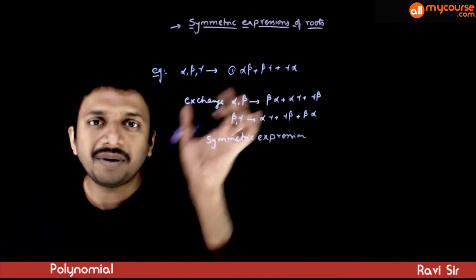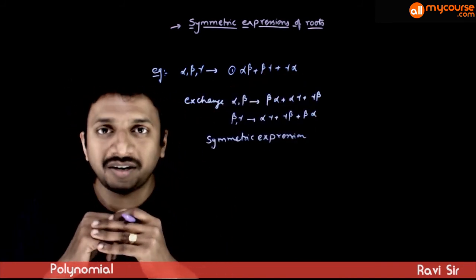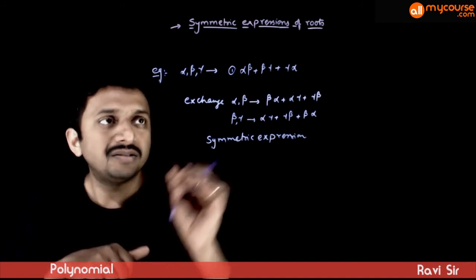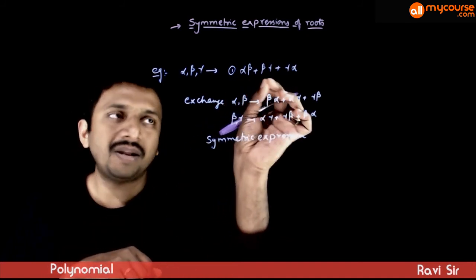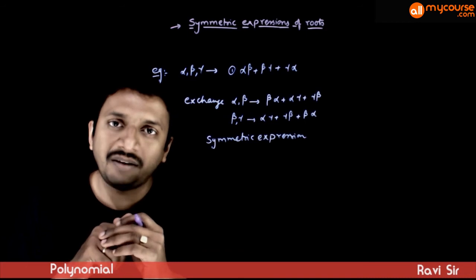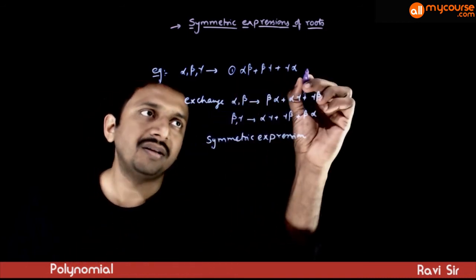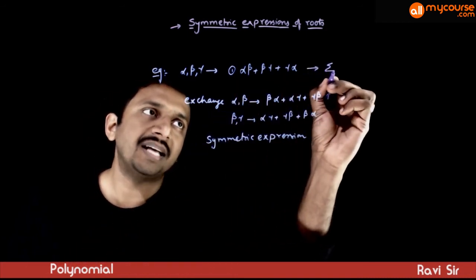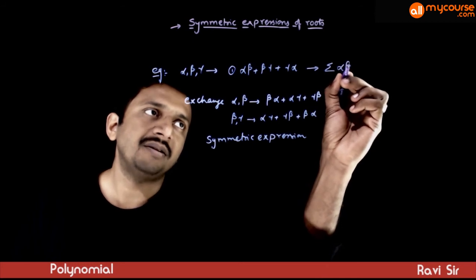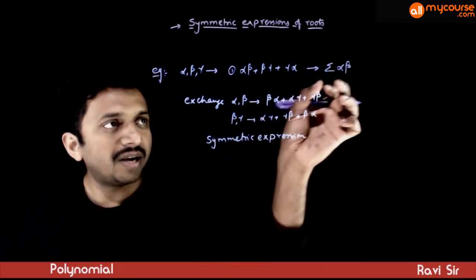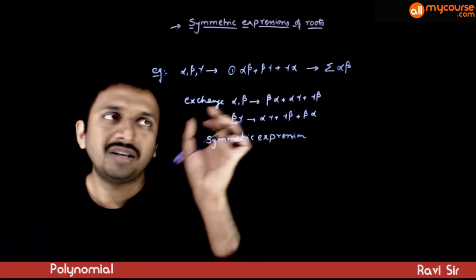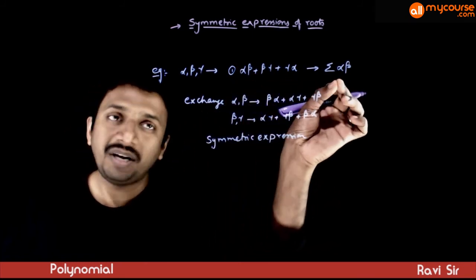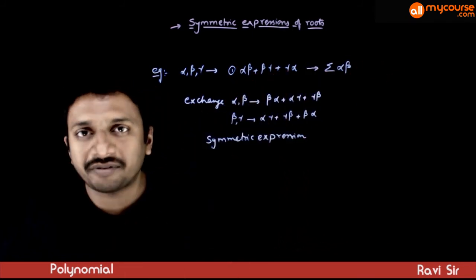Now, these symmetric expressions are usually written in sigma form. So if you want alpha beta plus beta gamma plus gamma alpha, instead of writing this whole thing, we write this simply as sigma alpha beta. So when you write sigma alpha beta, you should understand this as alpha beta plus beta gamma plus gamma alpha.